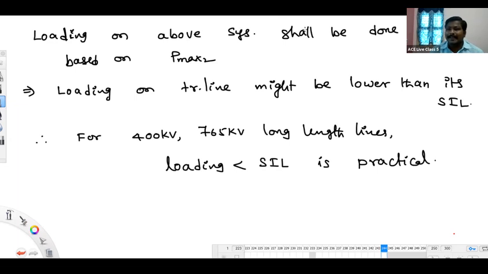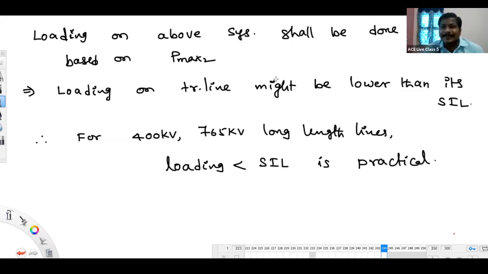So do you experience any Farad effect for 400 kV and 765 kV lines? Yes or no? Yes, practically we get Farad effect for 400 kV and 765 kV lines. That's why practically we keep the shunt reactor banks at the 400 kV and 765 kV levels, because when loading is less than SIL, the receiving end voltage will be greater compared to the sending end voltage.